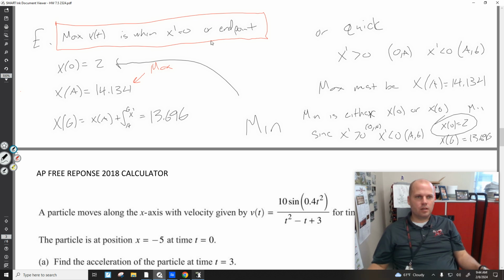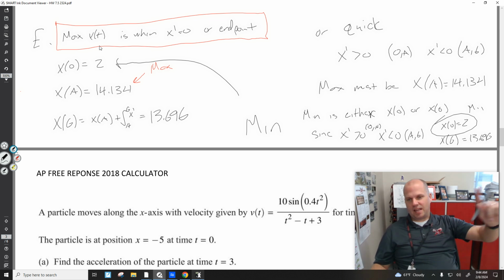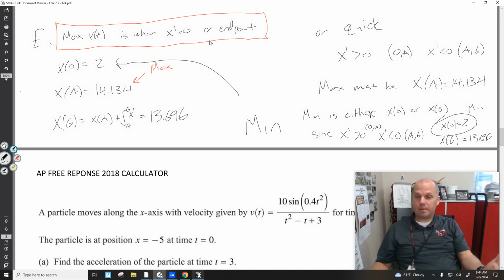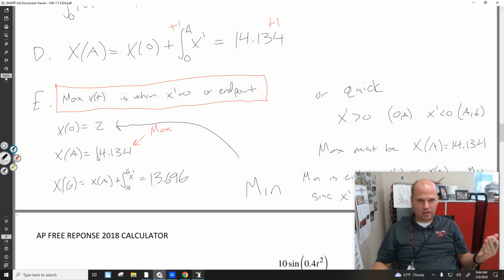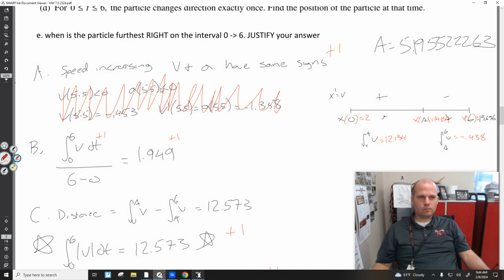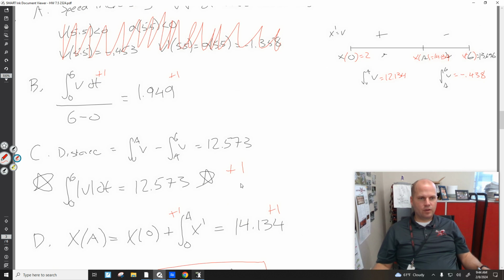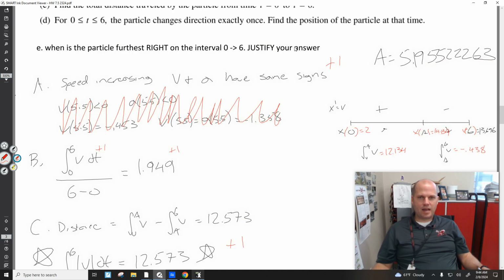All right, so like I would say for this test, guys, this is the safest way to do it. You say a max or min is when a derivative equals 0 or an endpoint, and then you check all of your candidates with all of the work behind it, making sure like I have the work for x of A there, and then you win. You get all 3 points. This is usually worth 3 points. Yeah, there you go, 9 points right there. 3, 4, 5, 6, 7, 8, 9.